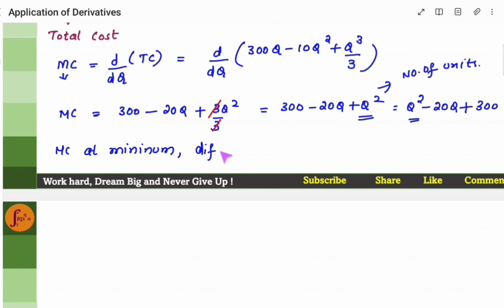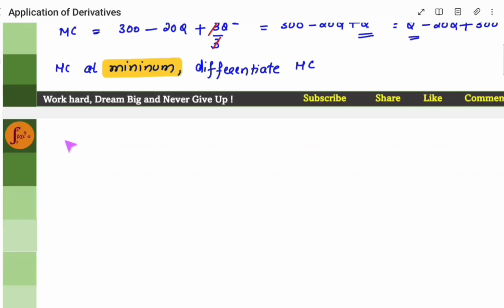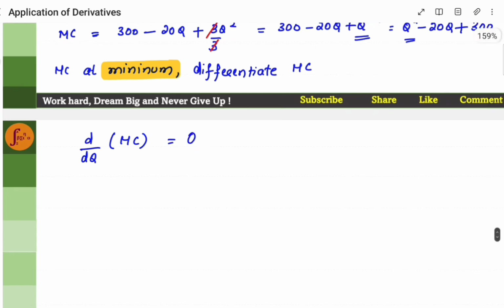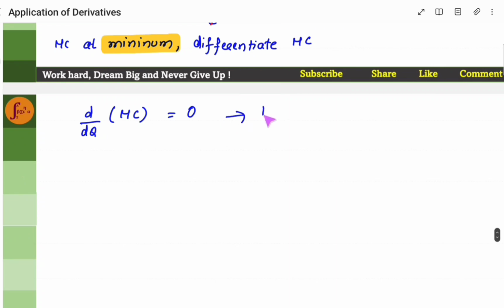means differentiate. Remember this, very important. Differentiate marginal cost if you need minimum. If you need to find the minimum quantity. This is nothing but d by dq of marginal cost. And we'll have to equate this to 0. Okay, this is a rule. Right? Differentiate and equate it to 0. Right? d by dq of MC equated to 0. Important rule.